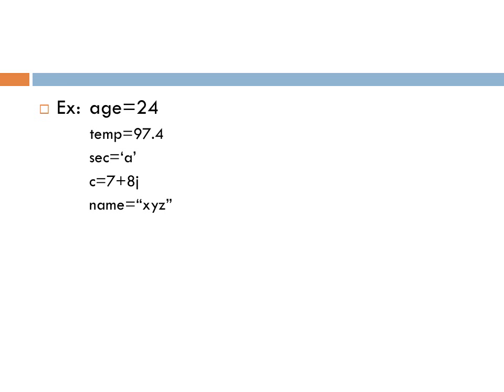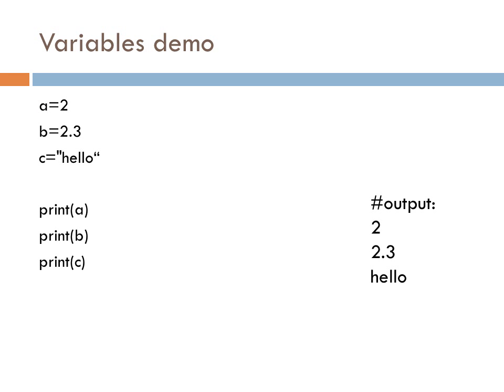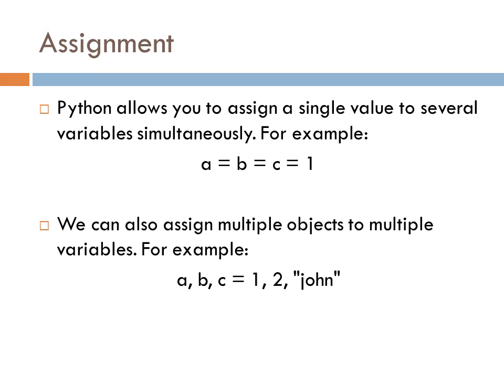First one, age, is an integer variable, temp is a float variable, section is a character variable, C is a complex number variable and name is a string variable. So based on the type of value we assign, the variable type will be decided. This is a simple example that demonstrates how to create different types of variables and how to print the variable values. Next, Python assignment.